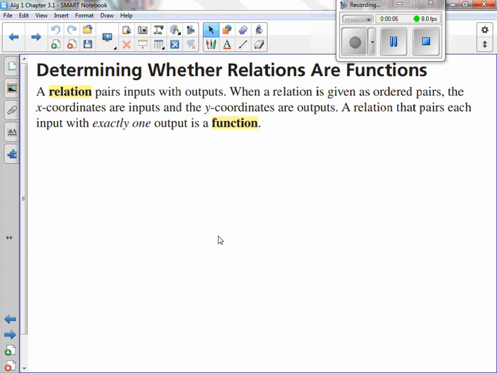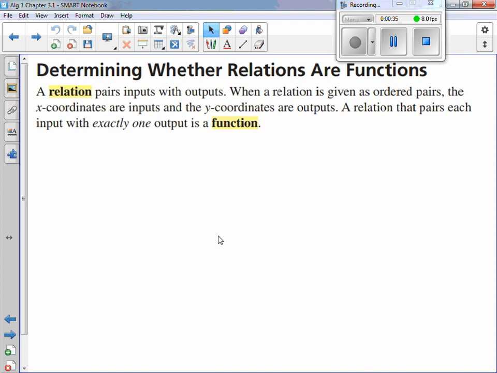So what we're starting today is functions. And what we're going to really cover a lot of today is determining whether something is a function or not. Now, a relation is a pair of inputs and outputs. When a relation is given as an ordered pair, the x-coordinates are inputs and the y-coordinates are outputs. So x is what we put into the function, y is what we get out of the function.